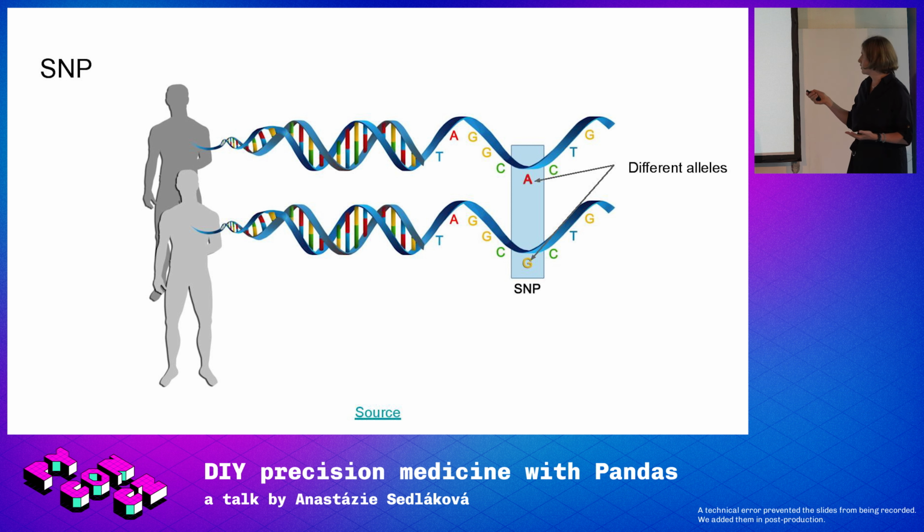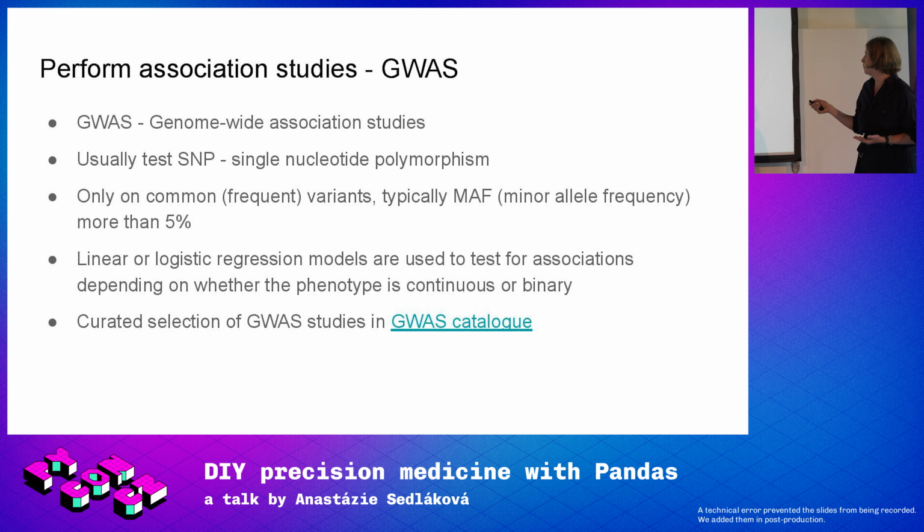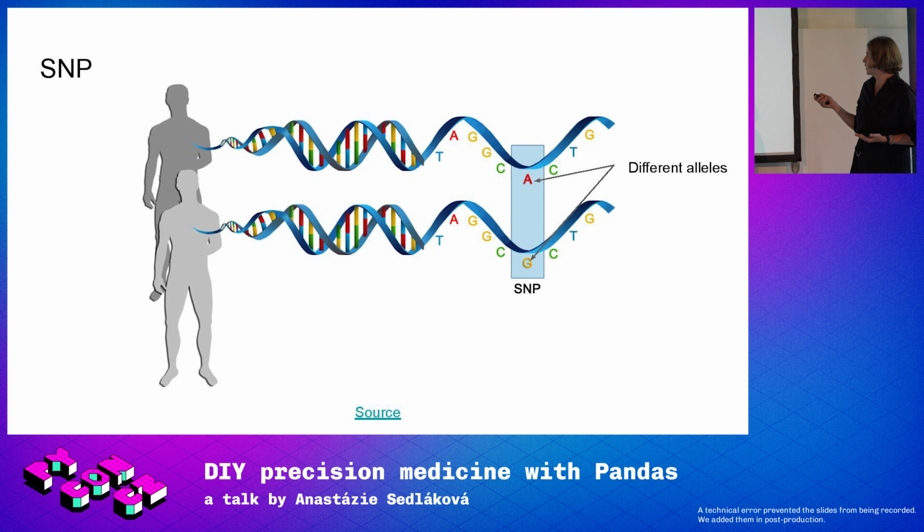So here you see that different letters in the same position are called alleles. And going back to this slide, having minor allele frequency, this is what it is. So if one of them is less frequent, you want the less frequent to be at least 5% to make any conclusions for your study.